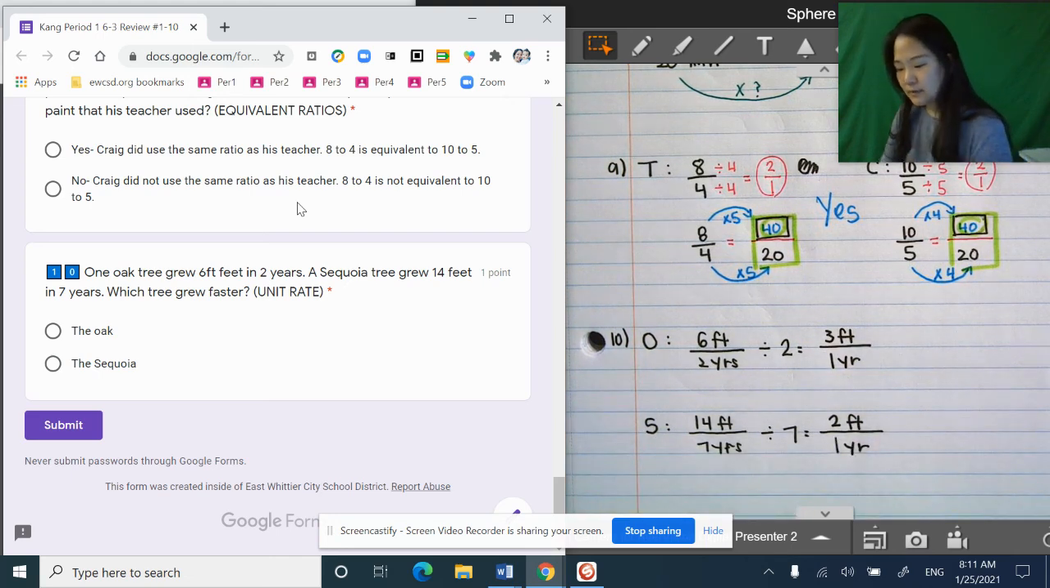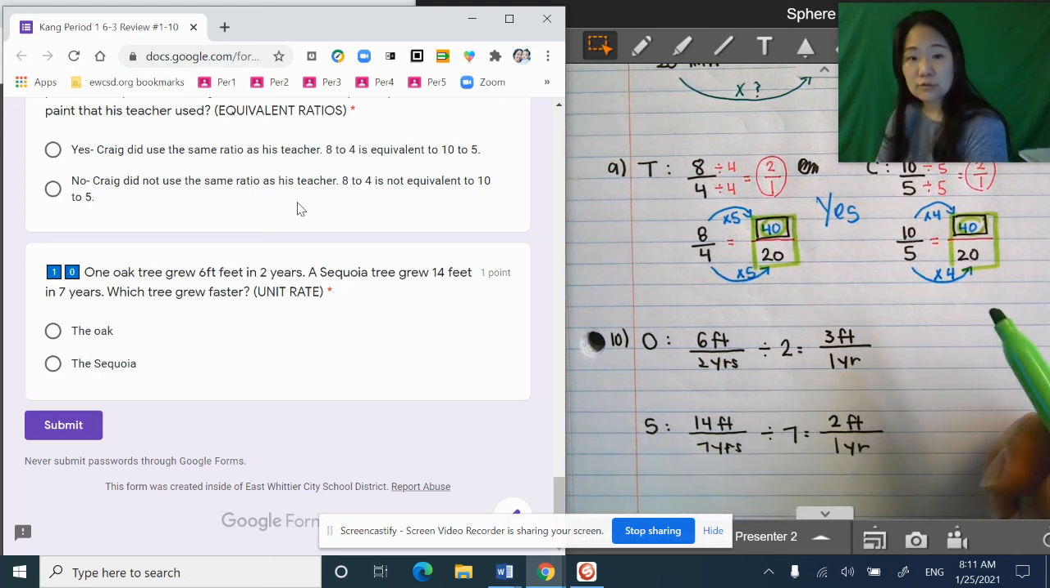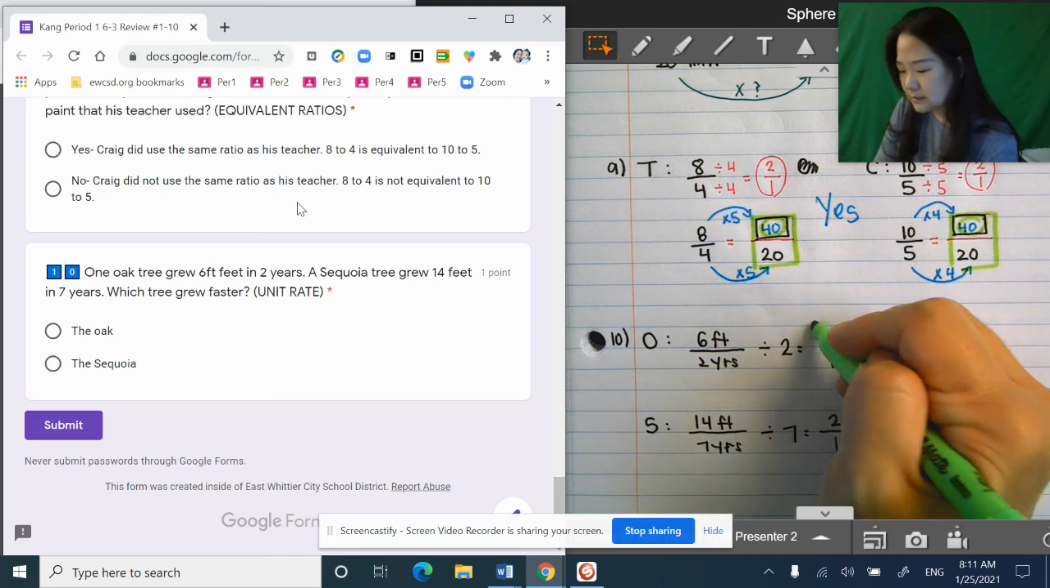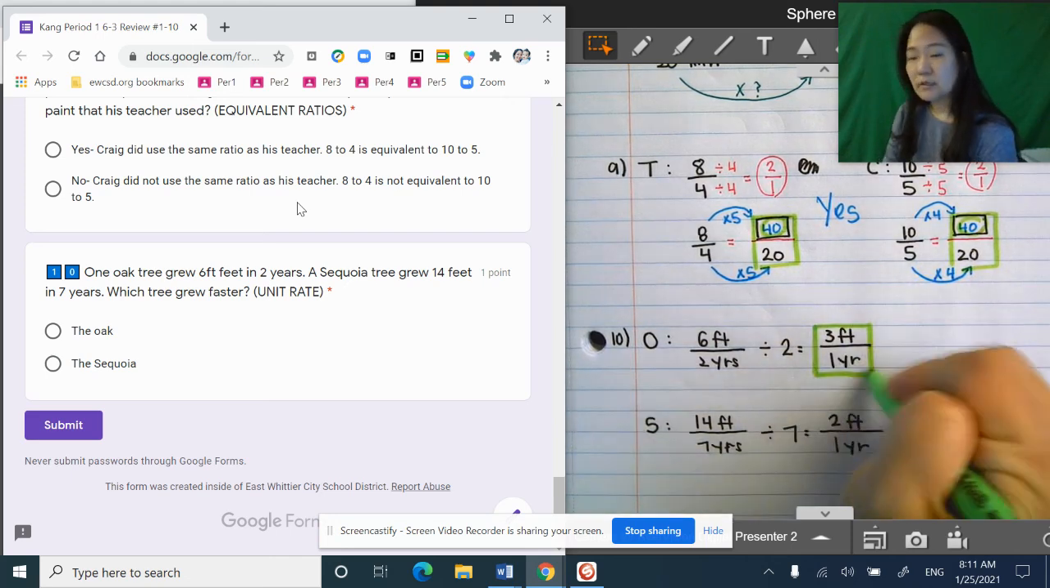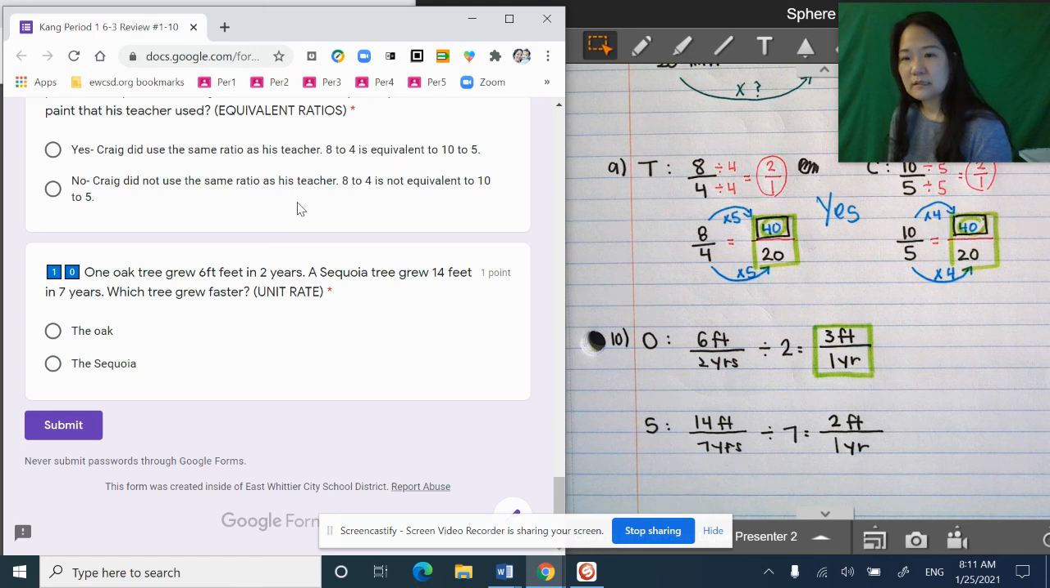So when you're comparing and trying to see which tree grew faster, you can clearly see that the one that grows 3 feet per year is growing faster than the one that grows 2 feet per year. Okay, all right. So hopefully that helps.